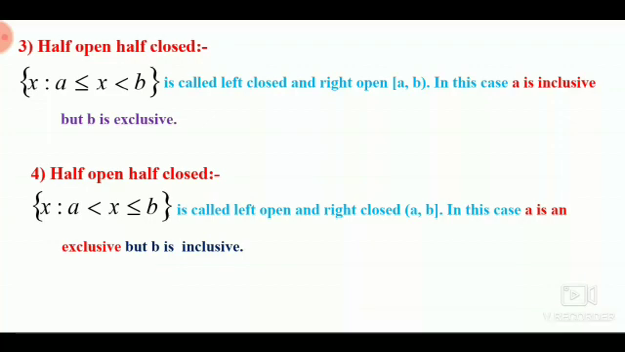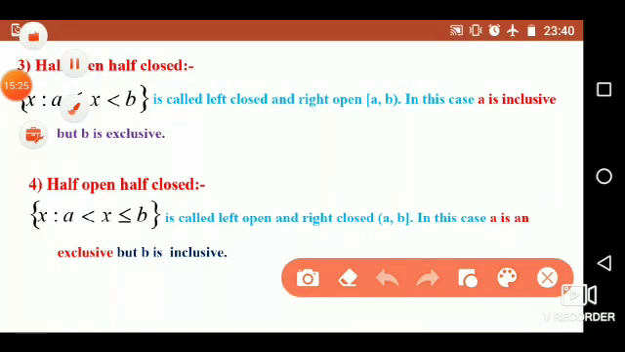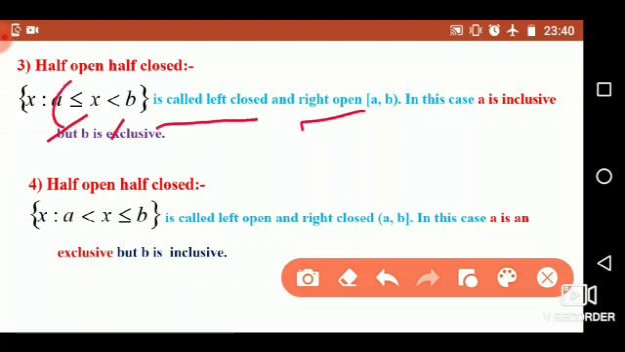Moving to the next type, half open, half closed. Dear students, a set containing x such that a is less than or equal to x less than b is called left closed and right open. Meaning, the left side is closed and the right side is open. That means a is inclusive but b is not inclusive. Therefore, such a type of interval will be called left closed, right open.